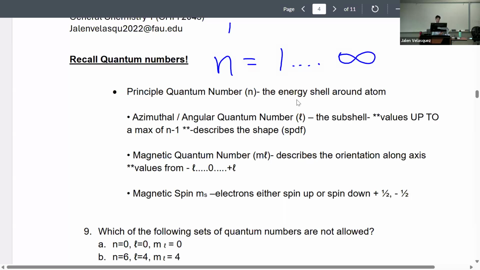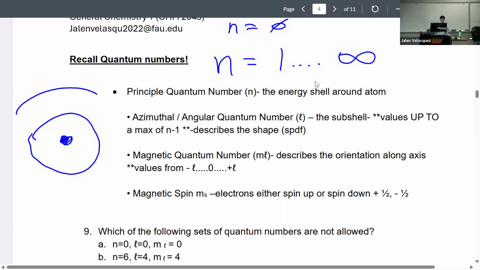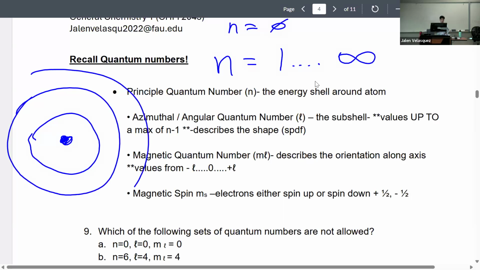So we know n can never be 0 and it can never be negative, right? Because if it's 0, then there's no energy level at all, so that doesn't even make sense, right? So just know that it's 1 to infinity. The energy shell around the atom, right? So you have your nucleus in the middle. The energy shell is that probable location of where the electrons are orbiting, right?